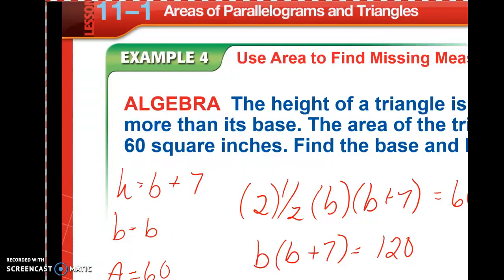So our height is 7 more, which is 15 inches. And notice that's these two numbers. So you could kind of go from there also if you know that. All right, if you have questions, let me know.